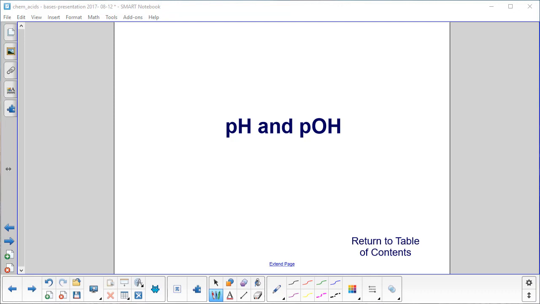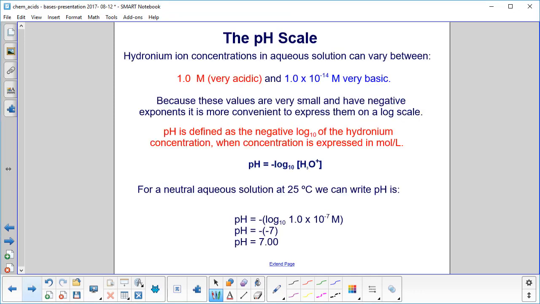pH and pOH. Hydronium ion concentrations in aqueous solutions can vary between 1.0 molar and 1.0 times 10 to the minus 14th molar, where the first part is very acidic and this is very basic. Because these values are very small and have negative exponents, it's more convenient to express them on a log scale. This is where some cool math comes in.